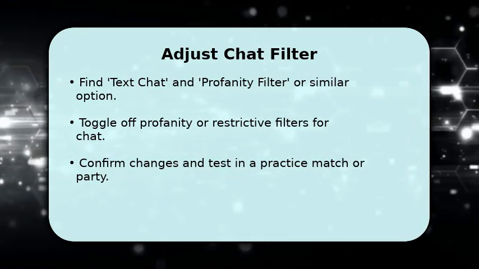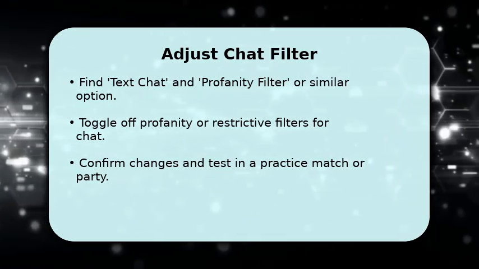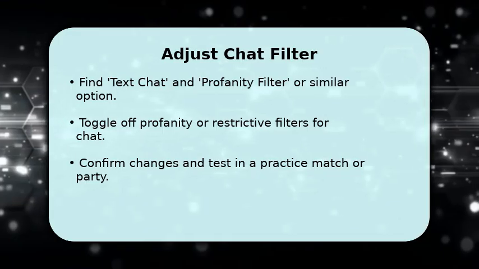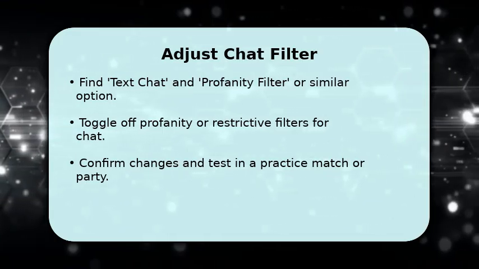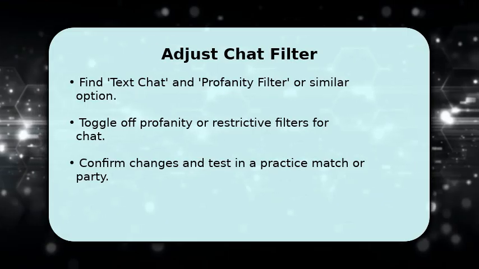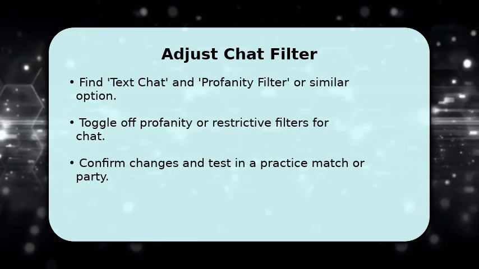Once you flip the switch, click Apply or Save if required, then open a practice match or party to send a test message. This verifies the change and shows whether the censor was client-side or server-enforced.